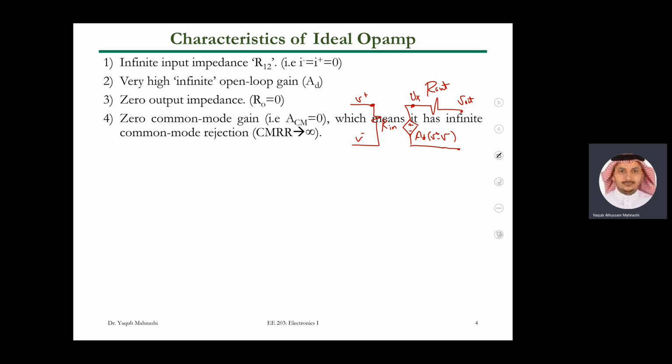Now, also what we have is the zero common mode gain, which is the ACM. We talked about this one. We just ignore it, right?